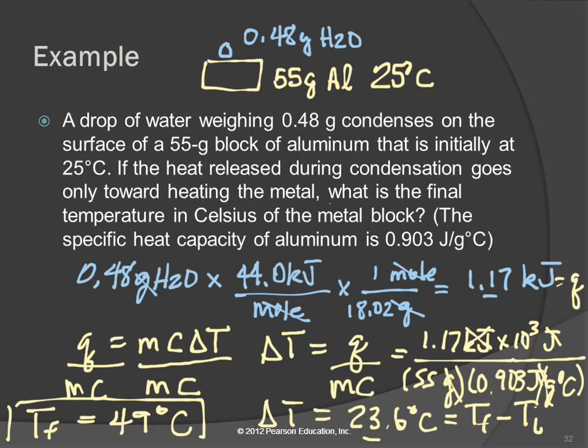Yes? So you add 25 degrees Celsius to 23.6? Right. But let's move it up here. So 23.6 equals T final minus T initial. So to move the 25, I have to add it. Yeah. It's not always immediately obvious, that one. Any other questions?